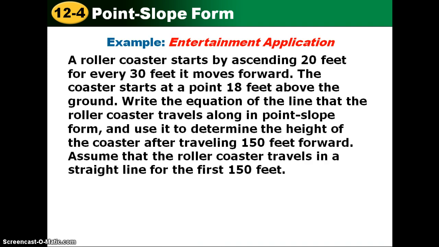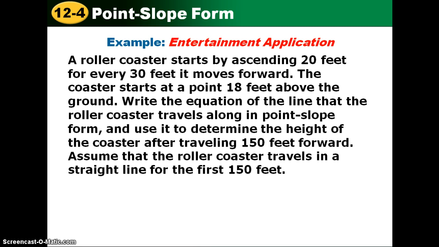Let's look at a word problem and how we might use it. A roller coaster starts by ascending 20 feet for every 30 feet it moves forward. Ascending 20, 30 feet forward. That sounds like a slope. We're going up 20, over 30. The coaster starts at a point 18 feet above the ground. So to me that sounds like a y-intercept. You're at the beginning, which would be 0 for x, and then you're up at 18 for y.